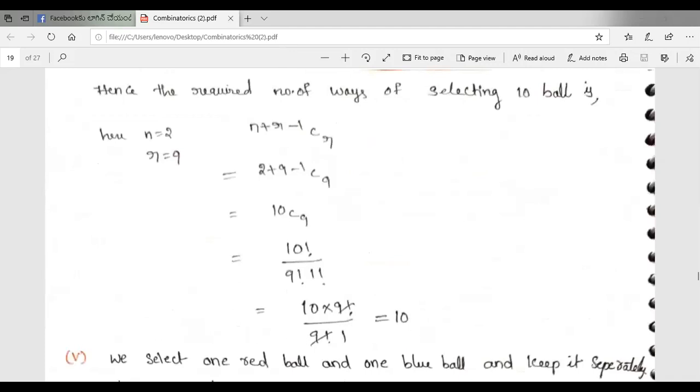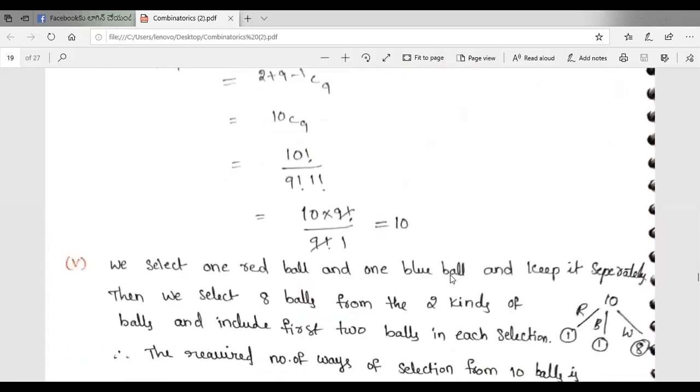Fifth question: exactly one red ball and at least one blue ball must be selected. Exactly one red ball, so we select one red ball, and one blue ball must be selected. Keep it separately. In the remaining, we have to select 8 balls from the 2 kinds of balls, and include the first 2 balls in each selection.